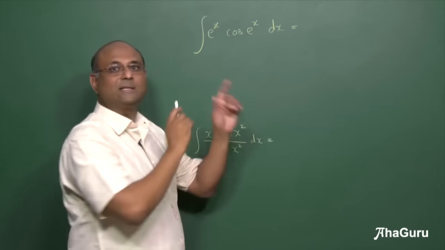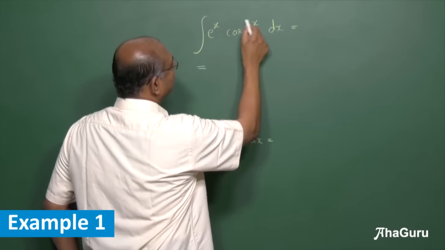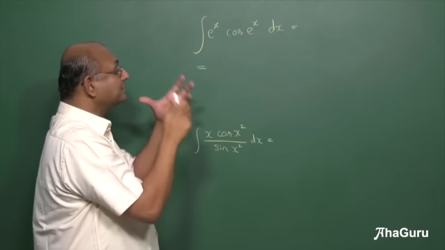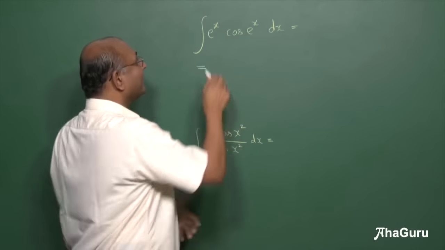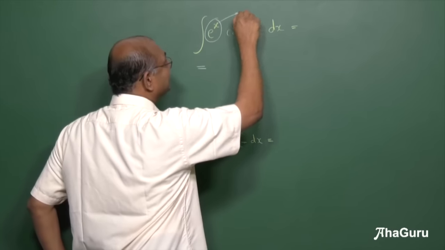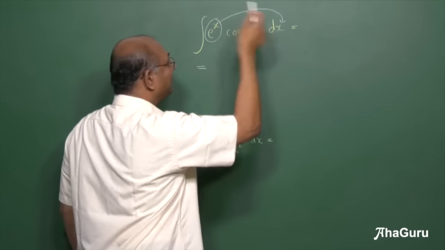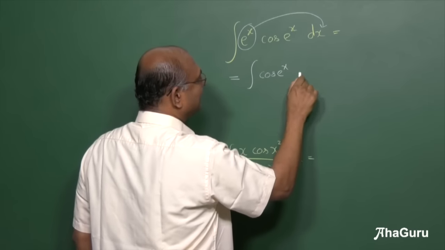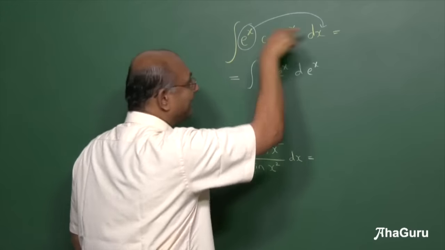Let us now look at this question. If you see this, I can't look at this cos e power x because this is x, that is e power x, and so on, right? So is there something that I can push inside? That is the key question. You can push the e power x inside. e power x dx is d of e power x. So the next step will be cos e power x d e power x. I just push the e power x inside.